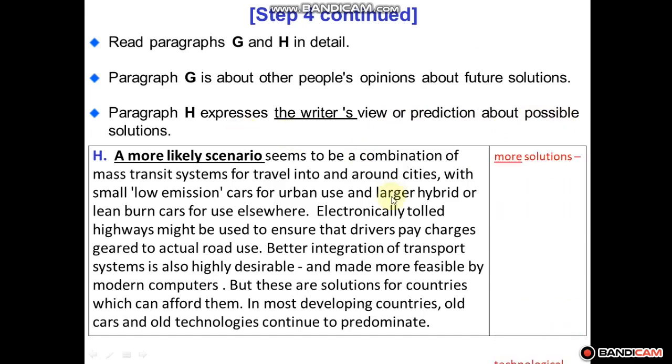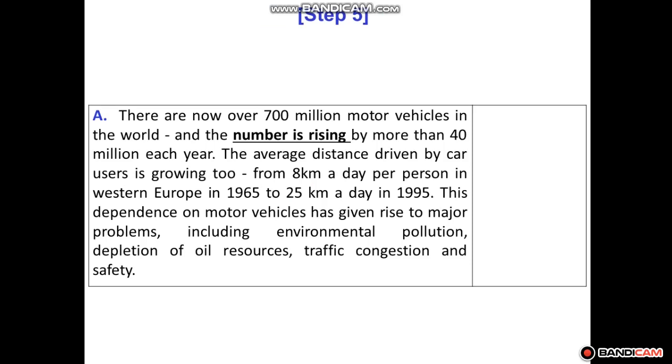How do we know about that? These are the keywords: more solutions, technological. So these are two more solutions. That suggests something about the future scenario, a more likely future scenario. That's why we know that it is paragraph H where we have this answer: 17 matches to H. Okay.